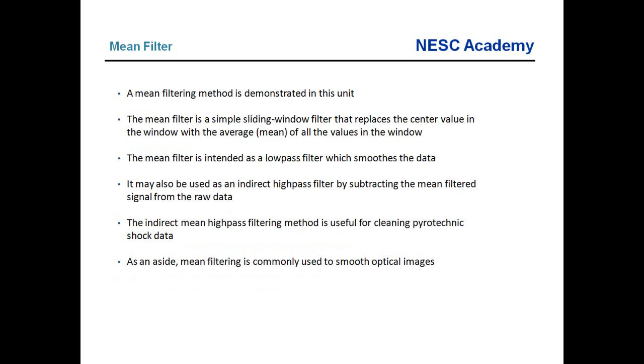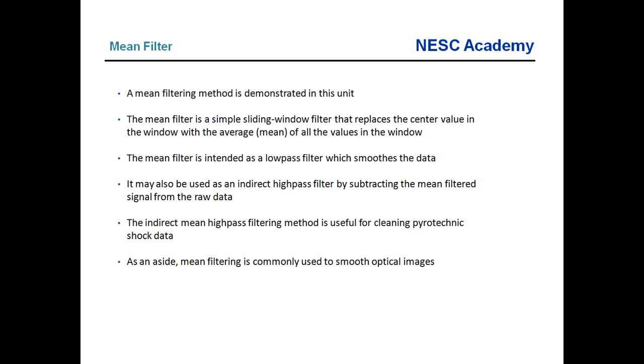Okay, now the method that I'm going to demonstrate, which is, again, only one of several potential methods, but I think it's a pretty good one for general purposes. We're going to do something called a mean filter. Now, a mean filter is a simple sliding window filter that replaces the center value in the window with the average or mean value of all the values in the window. It's actually quite a simple concept. And what this does is it smooths out the data, so it's really a low-pass filter of the data.